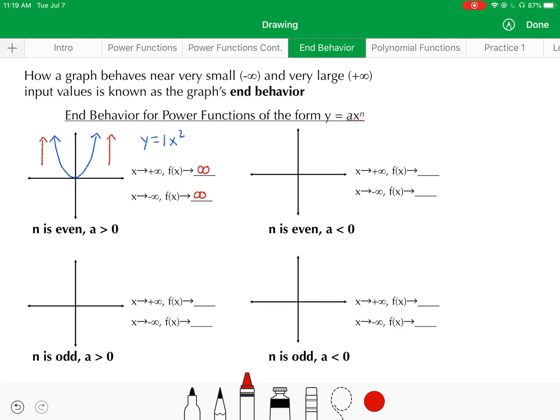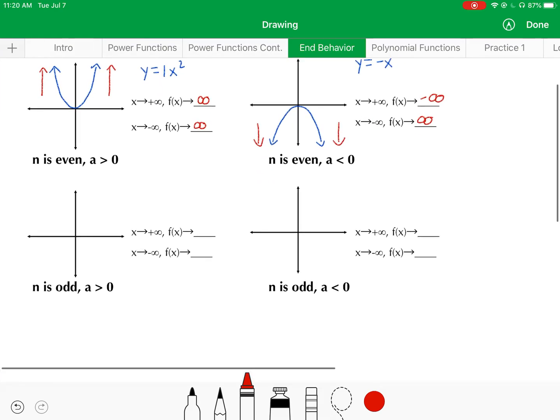Now let's keep the power even, but let's change the coefficient to being negative. So let's say we're working with y equals negative x squared. We know from our transformation rules that that's just going to reflect the graph across the x-axis, and now the parabola would be heading downward. So now as x is approaching positive infinity, f of x is approaching negative infinity. That's talking about this side of the curve heading downward. And then as x approaches negative infinity, f of x is approaching negative infinity. This side of the curve is heading downward.